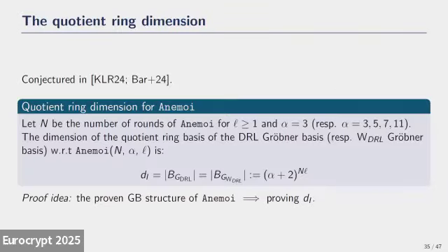OK, exactly. What I said is that we have proven the quotient ring dimension, which was conjectured in previous works, only for L equal to 1, but this proof works for whatever parameter. As I said, the proven GB structure of an MOE implies proving the I.